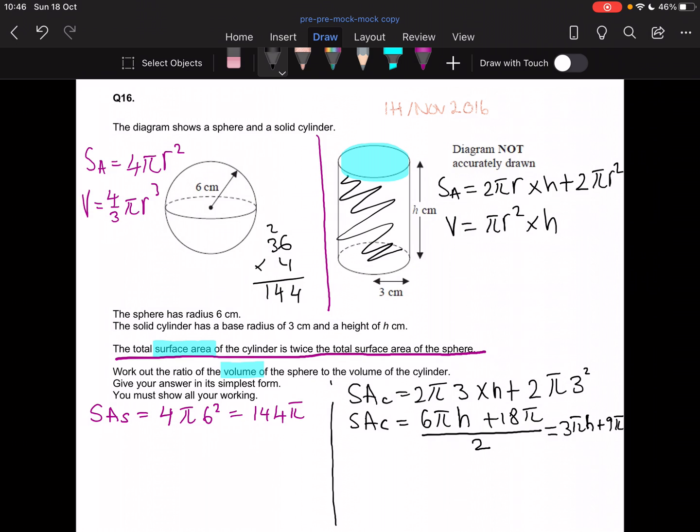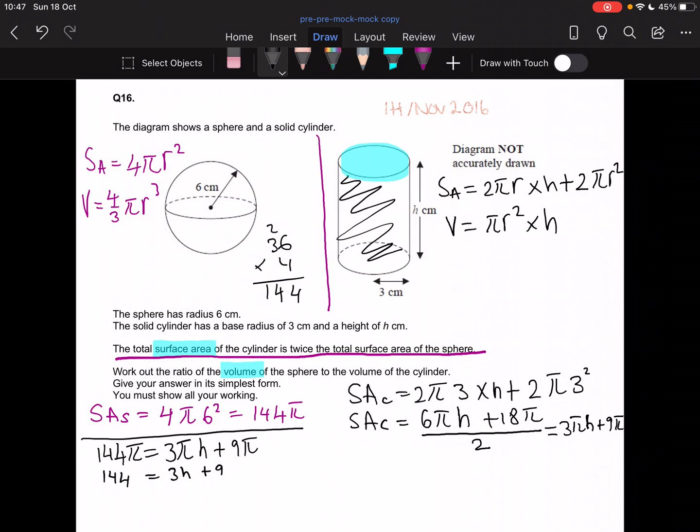So I'm going to make the surface areas equal now, because they are at this point after I've halved everything. So I'm going to say that 144 pi is equal to 3 pi h plus 9 pi. Now, as you can see, I can get rid of the pi's, because if I divide all my terms by pi, then that would cancel out. That would become 1. So really, these pi's here aren't necessary. So this can now turn into 144 equals 3h plus 9.